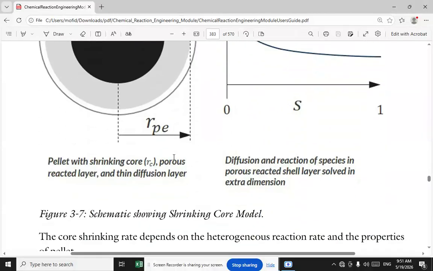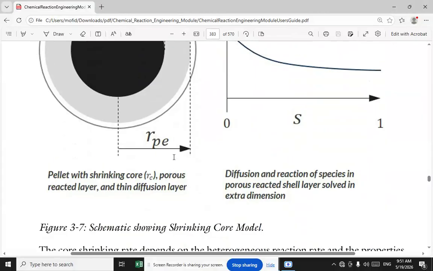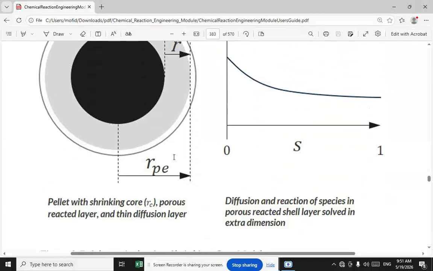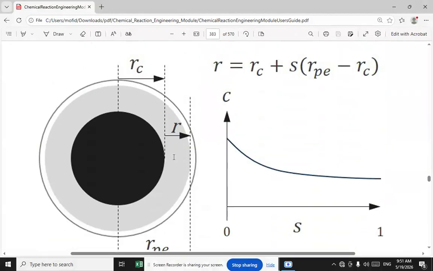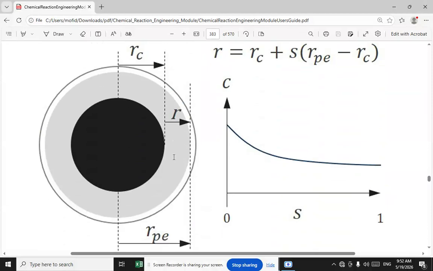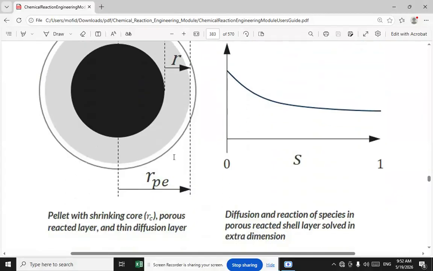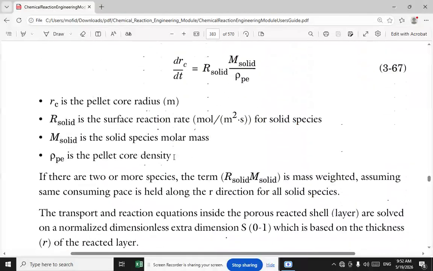Figure 3-7 illustrates a schematic showing the shrinking core model. You see that on the left side we have a pellet with a shrinking core, a porous reacted layer and a thin diffusion layer, and on the right section we have a pellet which is equal to the equation R is equal to RC plus S multiplied by R pellet minus RC. You see that the diffusion reaction of a species in the porous reacted shell layer is solved in an extra dimension.